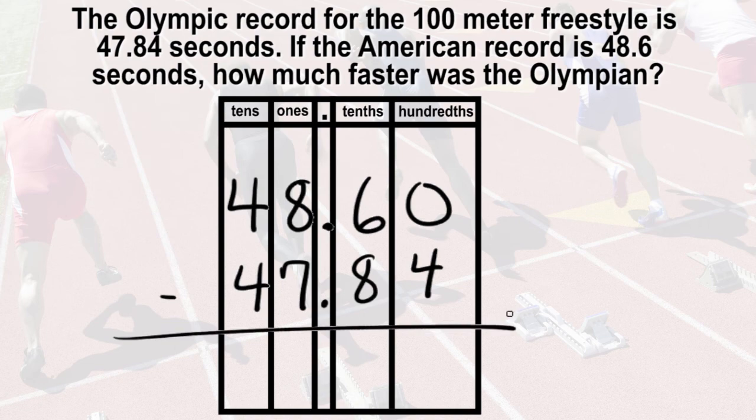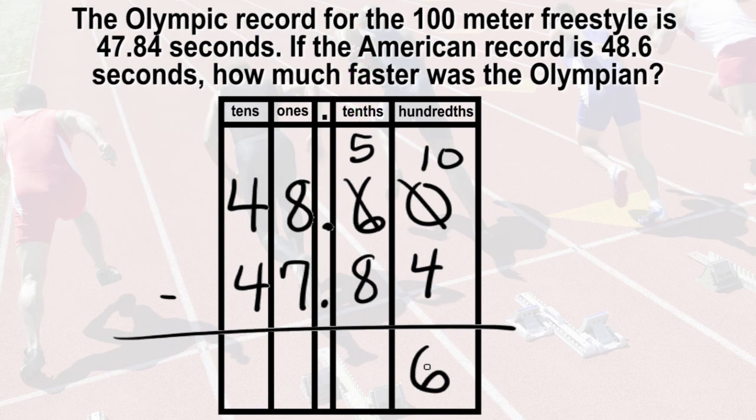To subtract 4/100, we will need to regroup a tenth. 6/10, regrouping 1 would leave us with only 5/10. That tenth would be regrouped into 10/100. 10/100 minus 4/100 is 6/100. Now let's subtract in the tenths place.